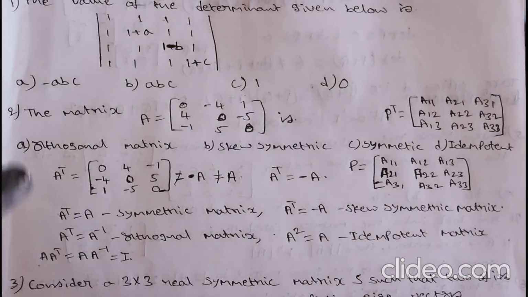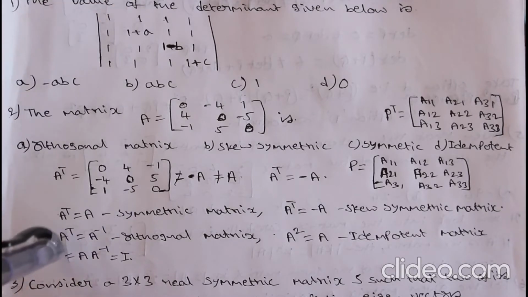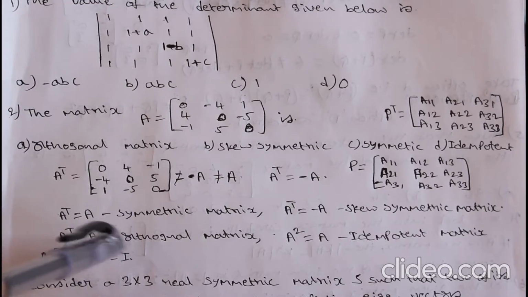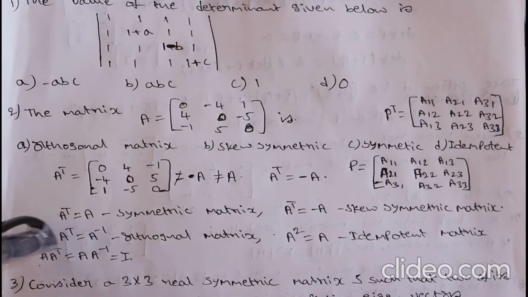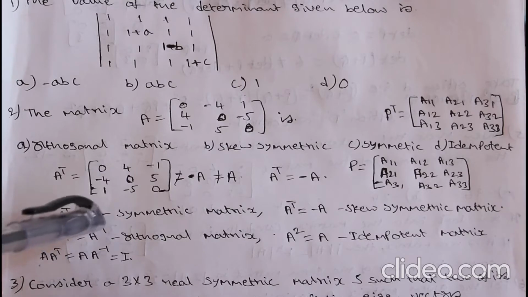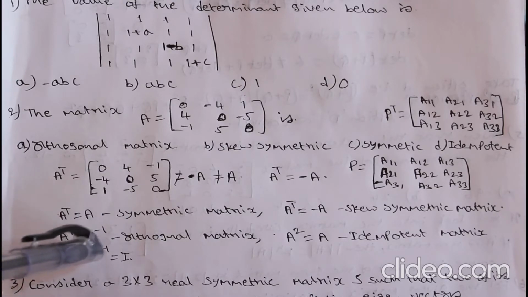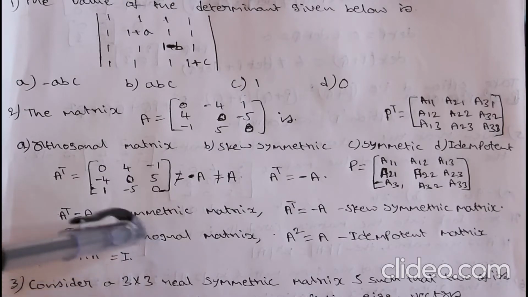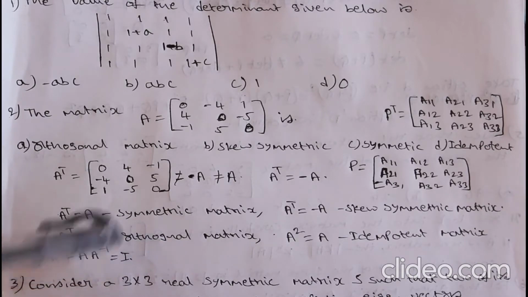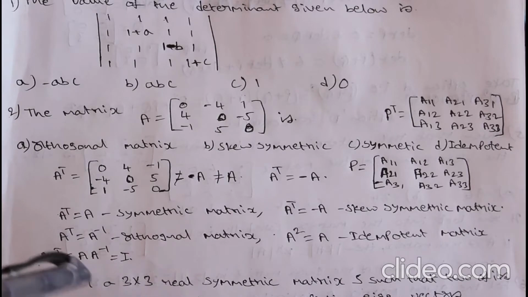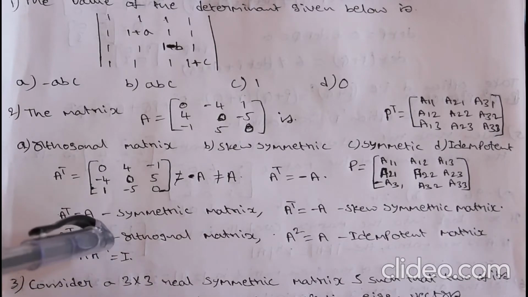First one, orthogonal matrix. If the transpose of a matrix is equal to its inverse, so A transpose is equal to A inverse, then you can say that the matrix is orthogonal. In another way, if you multiply by A on both sides, A into A transpose is equal to A into A inverse, and A into A inverse is equal to the identity matrix I. So if A into A transpose is equal to I, then you can say that the matrix is orthogonal. Remember these 2 points.